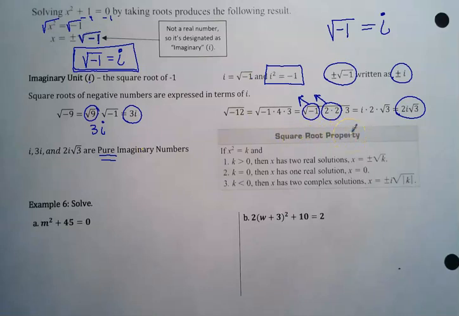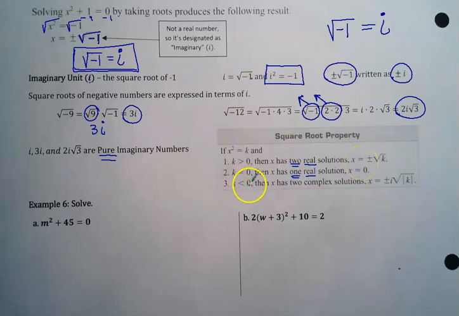A little bit more about this. If x squared equals k, and k is greater than 0, then x has two real solutions. x is going to be plus or minus the square root of k. If k is equal to 0, then x has one real solution. So this is the key here, right? One real solution, or two real solutions. One real solution, and that's x equals 0.